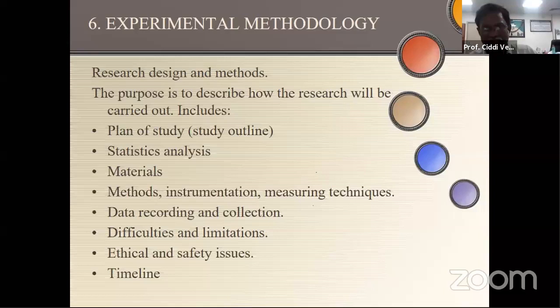In the experimental methodology, the research design and methods will be described. The purpose is to describe how the research will be carried out, how you will be carrying out the research work, the plan of study, and statistical analysis. Many of us fail to use the right statistical analysis, materials, methods, instrumentation, measuring techniques, data recording, collection, difficulties, and limitations.